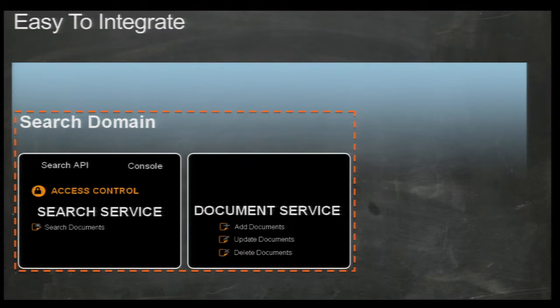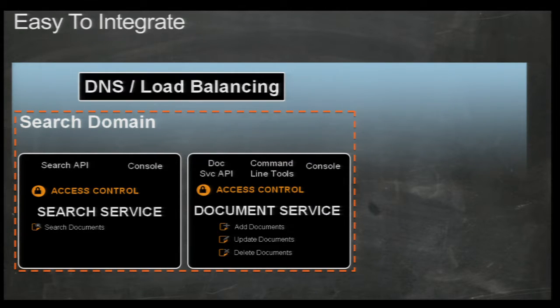Along with the search service, we have the document service. The document service is where you push your data. Again, it's an HTTP endpoint. It's a RESTful interaction. Simply post your documents in a simple JSON or XML format, as we'll review. This is also available directly through the API and the console, and we also provide command line tools to help with this. There's access control for the document service as well. On top of all this, there's DNS and load balancing that ensures that your search endpoints stay stable through all of the changes that are going on operationally for your search domain.